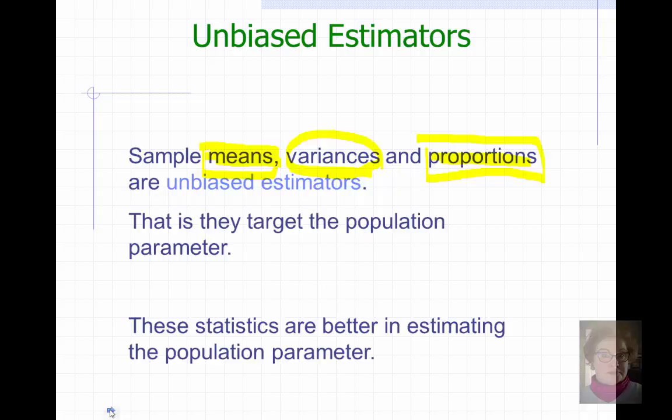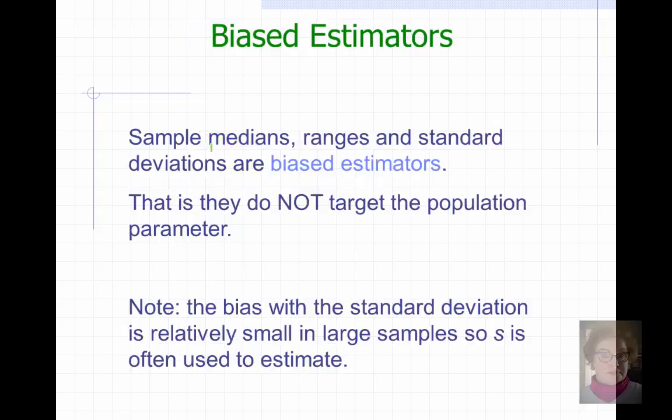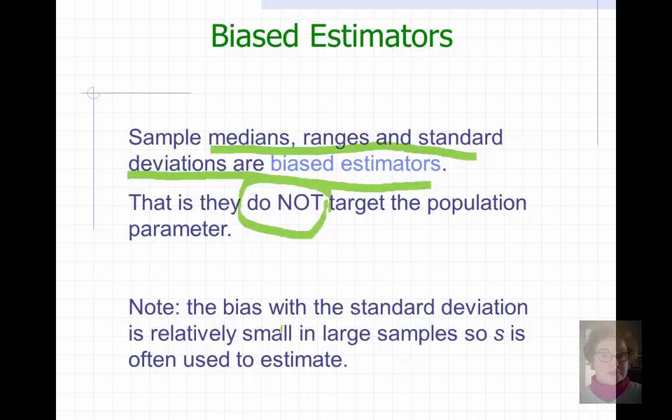So again, some statistics are better at estimating the population parameter than others. Medians, ranges, and standard deviations are biased estimators. That means they do not target the population parameter. Now, we might use standard deviation because when samples are large, the sample standard deviation does work to estimate the population standard deviation.